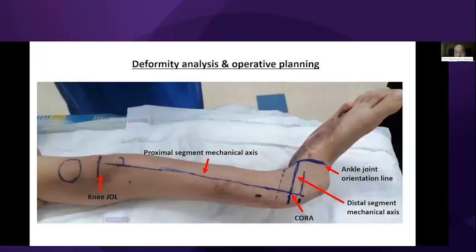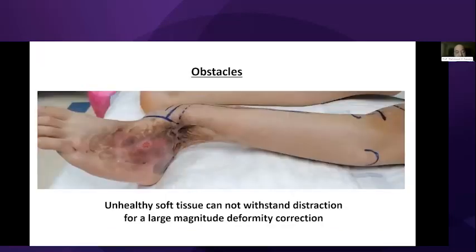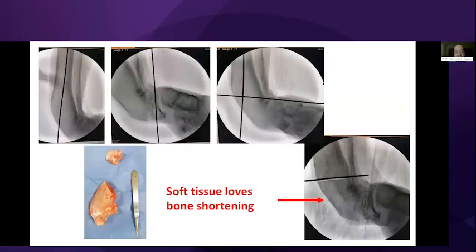Traditionally, in such cases, we do an osteotomy at the CORA and apply an Ilizarov frame for gradual deformity correction for such a large magnitude of deformity. However, distraction in such a case, due to unhealthy soft tissue on the lateral aspect, can never withstand distraction for a large magnitude of deformity correction and the presence of active infection. We usually say that soft tissue loves bone shortening. Whenever you have bad or unhealthy soft tissue, it's better to go for bone resection to allow safer correction of the deformity without any tension on the soft tissue.